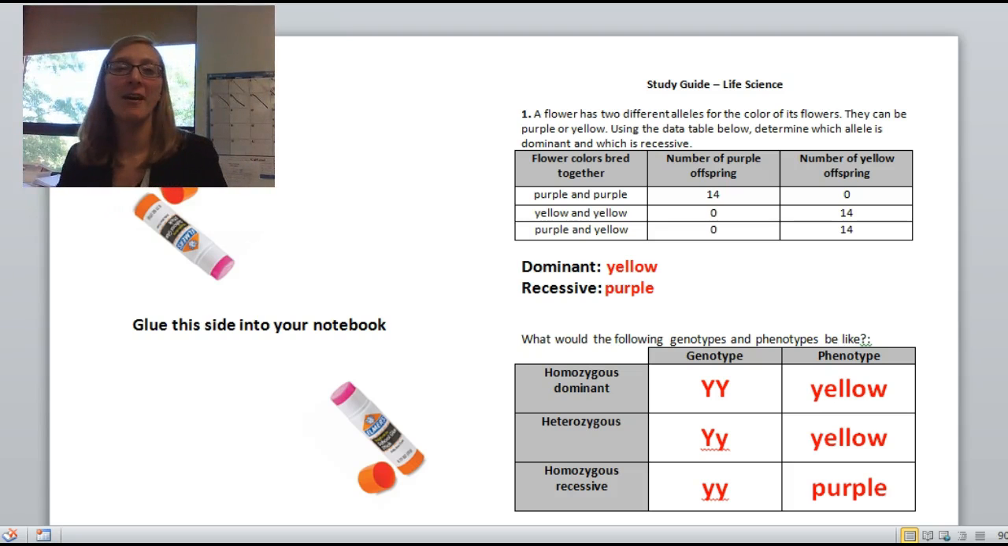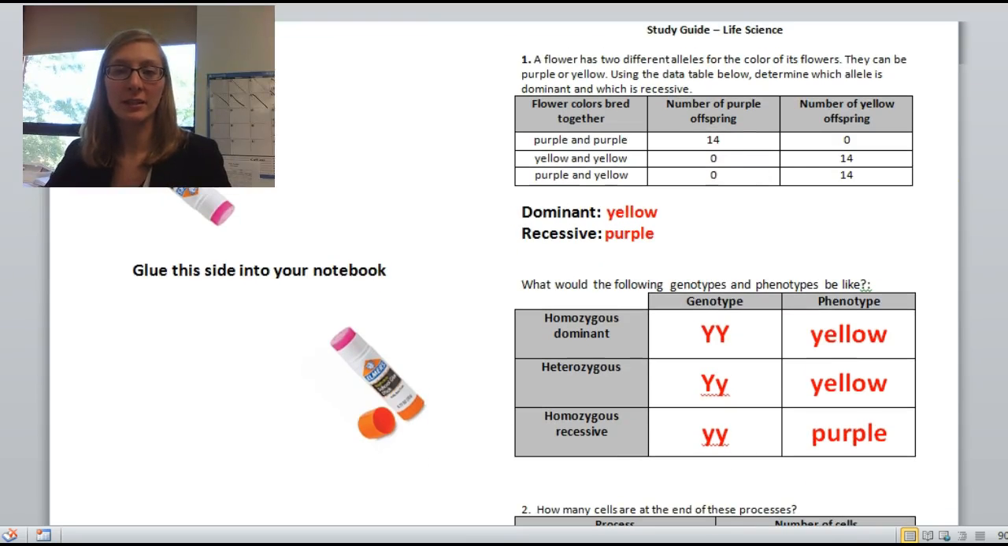All right, so this is for our life science quiz. So we're going to start off talking about some genetics. The first question is talking about a flower having two different alleles for the color of its flowers. They could be purple or yellow, and you have to use this data table below and determine which allele is dominant and which one's going to be recessive.